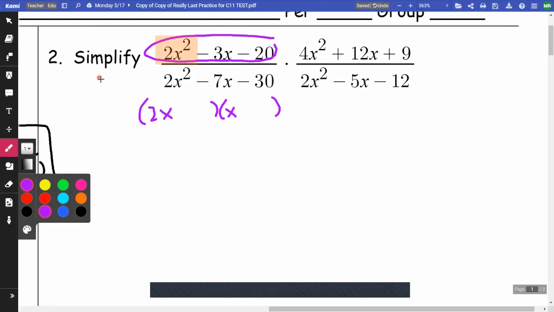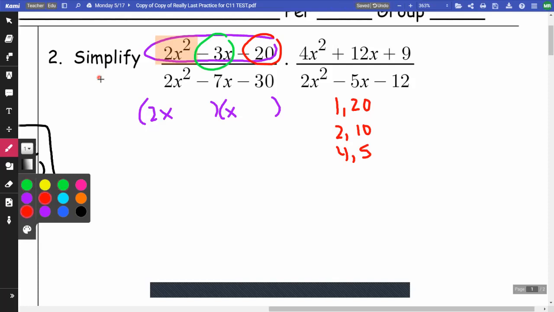sorry, trying to grab a different color. On this 20, it's a negative 20. I'm just going to jot down the numbers real quick. So that's going to be a 1 and a 20, a 2 and a 10, or a 4 and a 5. And we're trying to get a negative 3, okay, with these.